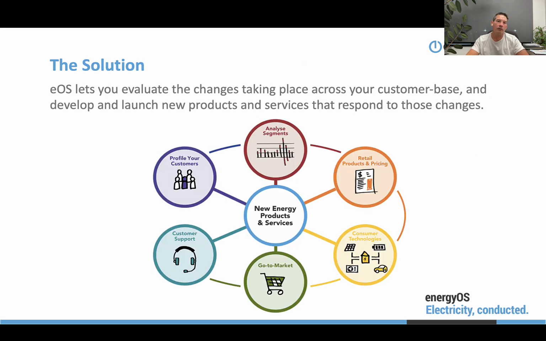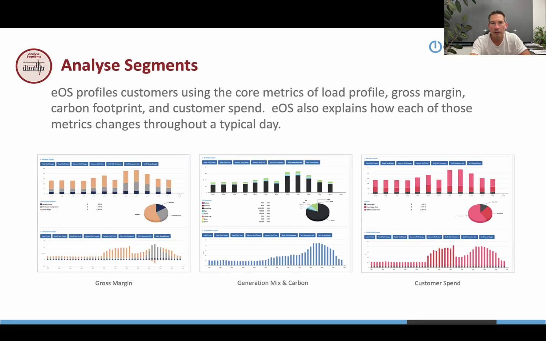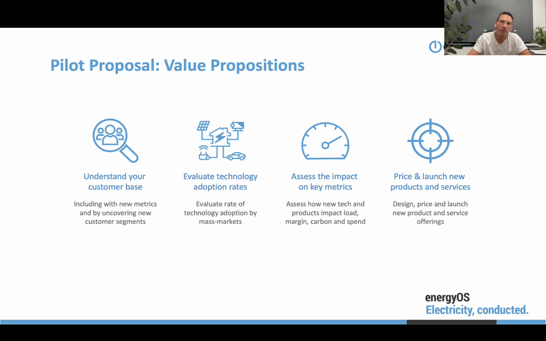So the solution, EOS, is software that lets you evaluate the changes taking place across your customer base and then develop and launch new products and services that respond to those changes. I don't have time to work through the actual functional capabilities of our platform. I have included them here for your reference. But what I'll do is jump straight into a summary of the value propositions.